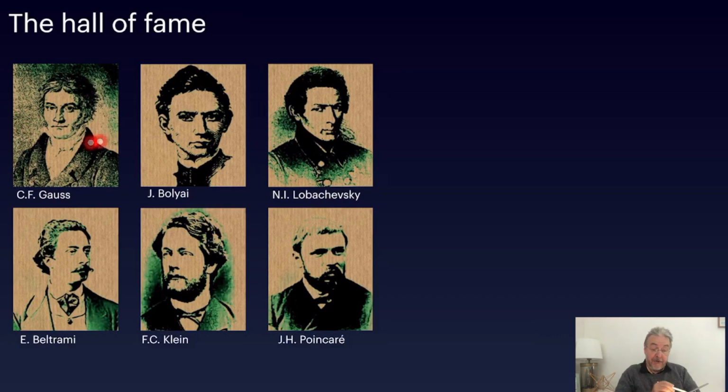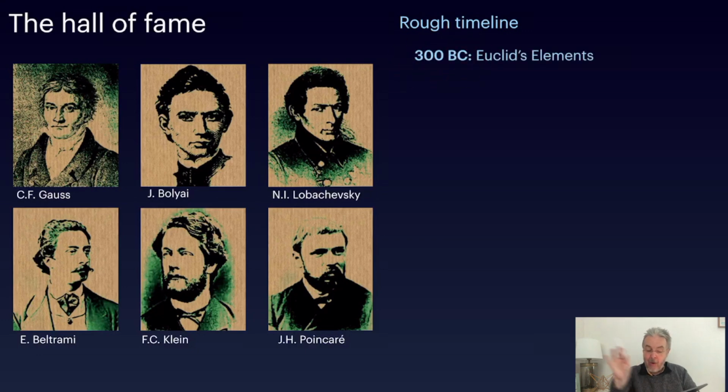So the first three here, Carl Friedrich Gauss, János Bolyai and Nikolai Ivanovich Lobachevsky, can be considered as independent discoverers of non-Euclidean geometry. And these guys here were those people who provided good models, good pictures, good algebraic structures for dealing with this geometry. So here is a rough timeline of what happened.